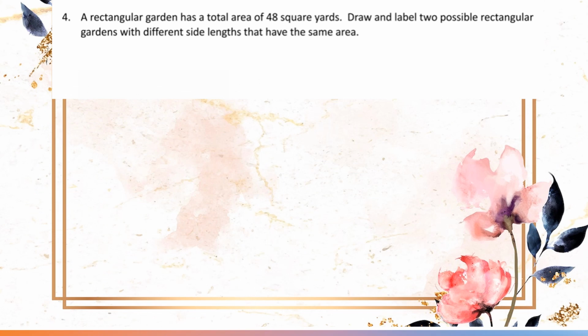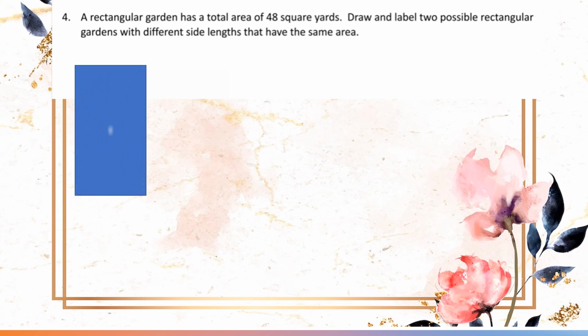Here we are at number 4. Now, number 4 says a rectangular garden has a total area of 48 square yards. Draw and label 2 possible rectangular gardens with different side lengths that have the same area. Now, with any word problems, I like to draw models just so that I can look at what I'm reading about if they don't give me pictures. So it says that a rectangular garden has a total area of 48 square yards.